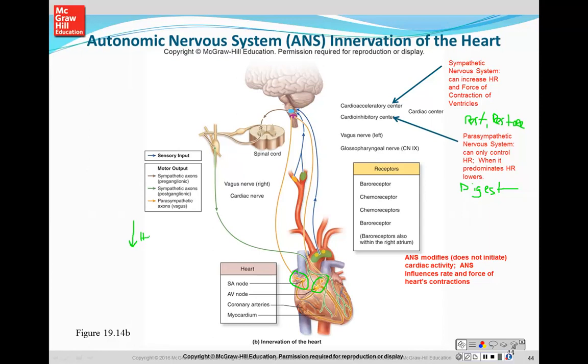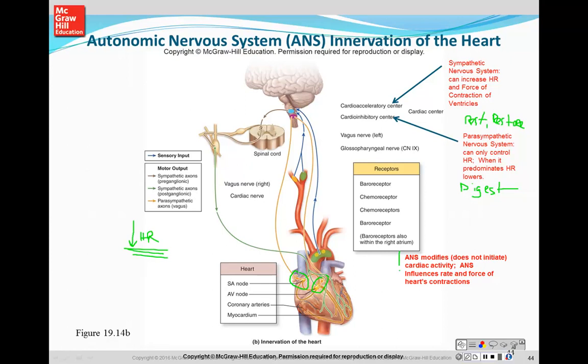And so when the parasympathetic system predominates, it only can control heart rate, and heart rate drops. And that's the opposite effect of what the sympathetic system does, and that's why they're called antagonistic systems. When you need your heart rate to speed up, your sympathetic system will predominate, and the cardioacceleratory center will send messages to the SA node, AV node to increase heart rate, as well as to increase the force of contraction of the ventricles, the myocardial tissue, to contract with more force. If the parasympathetic system predominates, then you get messages coming on the parasympathetic neurons to the SA node and AV node, which tell them to slow down and slow down heart rate.